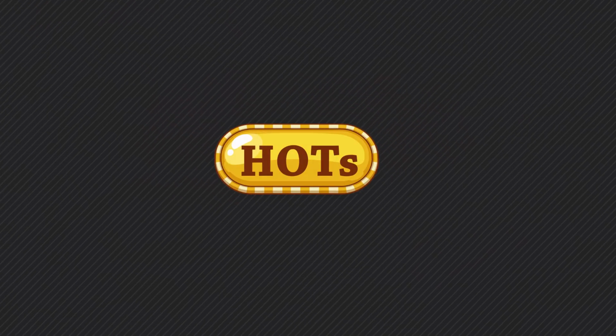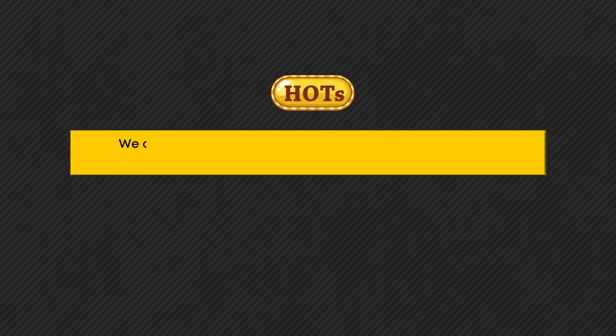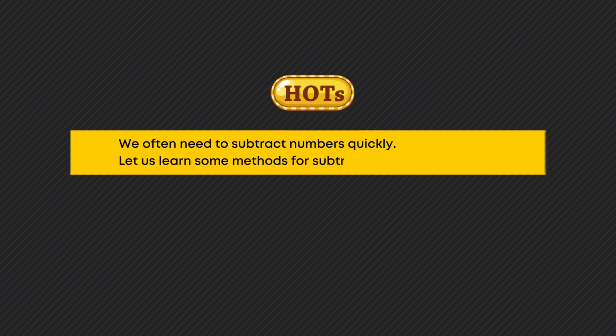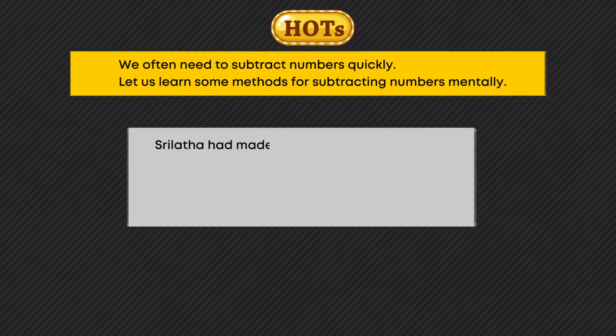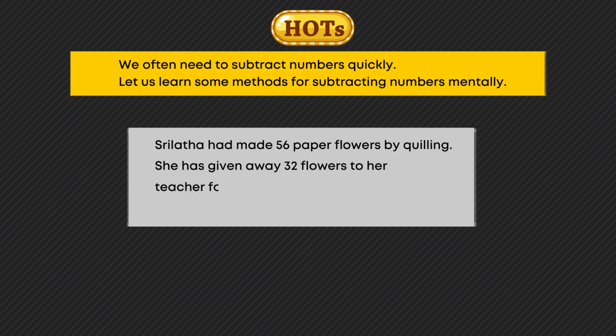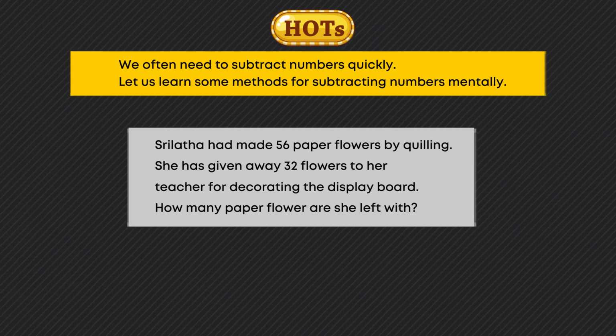HOTS. We often need to subtract numbers quickly. Let us learn some methods for subtracting numbers mentally. Shriltha had made 56 paper flowers by quilling. She has given away 32 flowers to her teacher for decorating the display board. How many paper flowers is she left with?